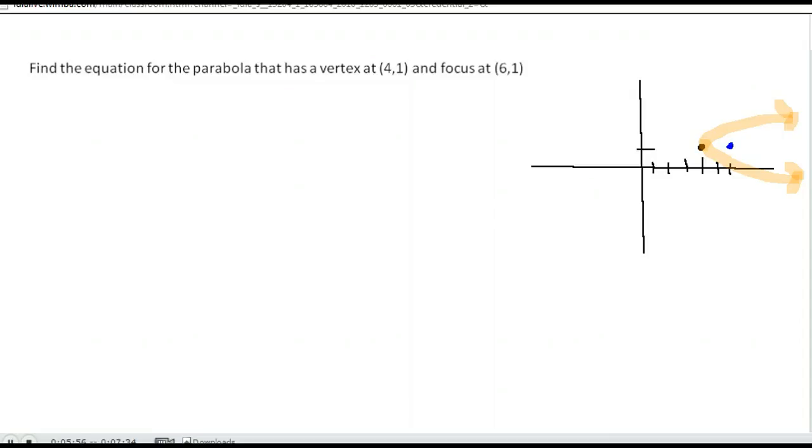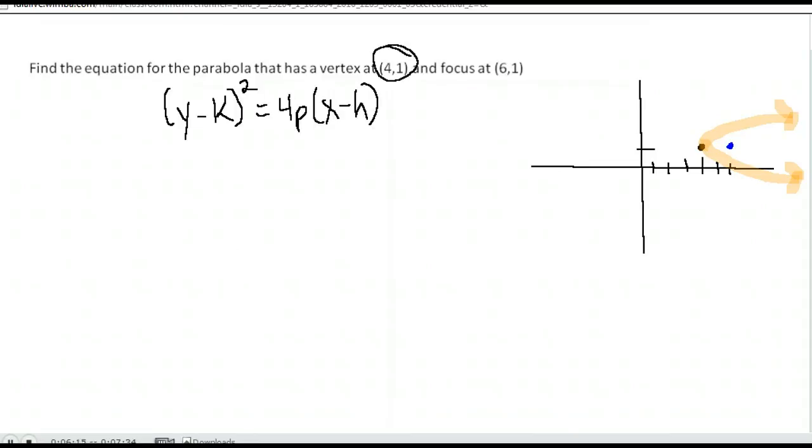So notice it's horizontal, it's opening to the right. So that tells us the standard form we're going to be working with is the one with a y squared. So we have y minus k squared equals 4p times x minus h, where h, k is our vertex. Our vertex is 4, 1. You want to be really careful with this. When it's the y, sometimes people flip-flop the h and the k, but remember h is the x and k is the y. So we have y minus 1 squared equals 4p times x minus 4.